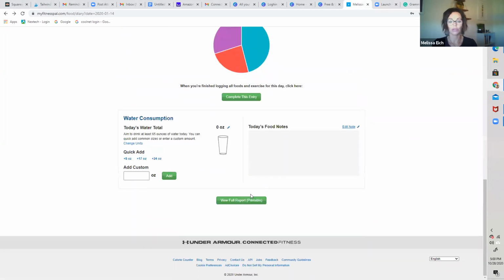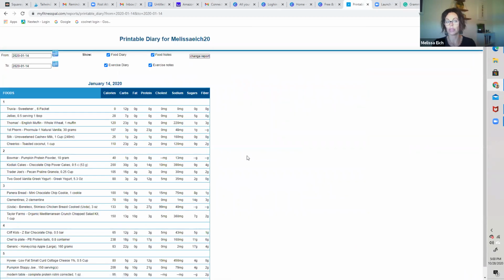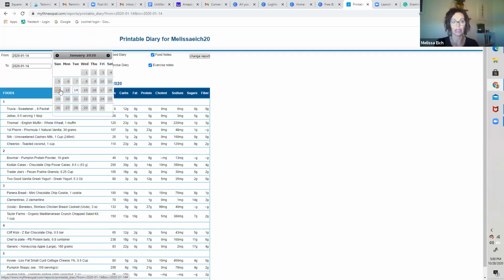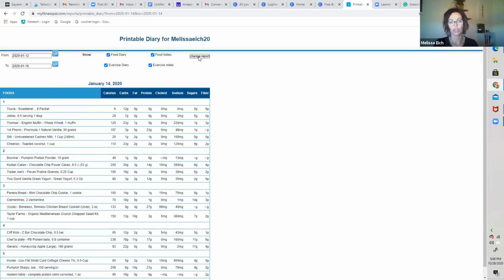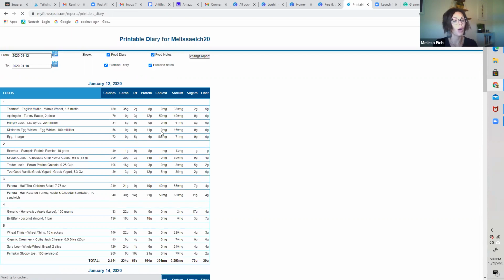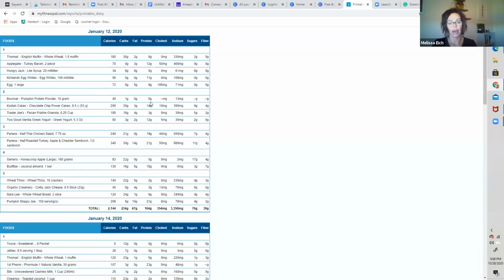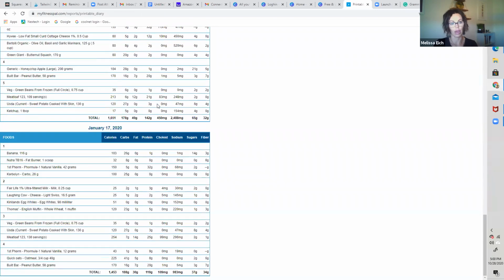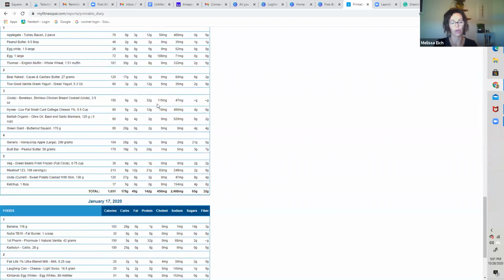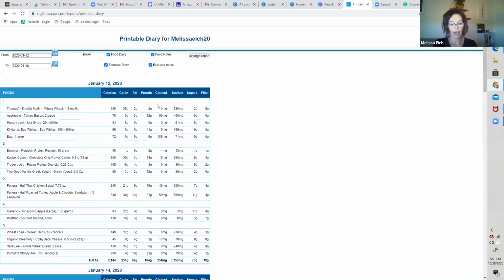And then I'm going to go down to view full reports because I want to know actually what was my average intake for a whole week. So now I'm going to go over here and reset my dates. I'm going to do Sunday to Saturday. And let's go to change report. So it pulls up all the days that I tracked my food that week. So I have 5 days here. So I'm going to actually take my average.